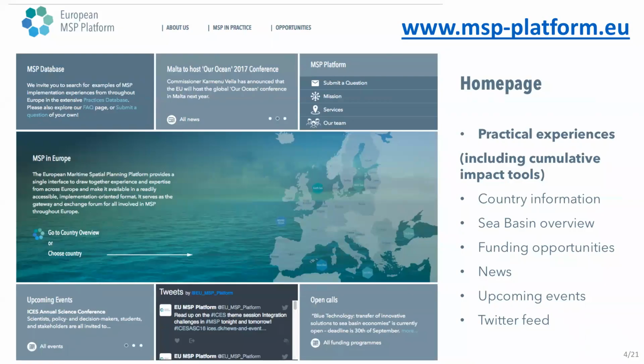This slide is just giving a glimpse of our homepage and describes a little bit about what you can find there. We have an extensive collection of practical experiences related to conducting MSP, including several examples of cumulative impact tools. We also provide overviews of MSP to date in EU countries, as well as cooperation on MSP at the sea basin level. And we promote events, funding opportunities, and share the latest news on MSP in Europe.